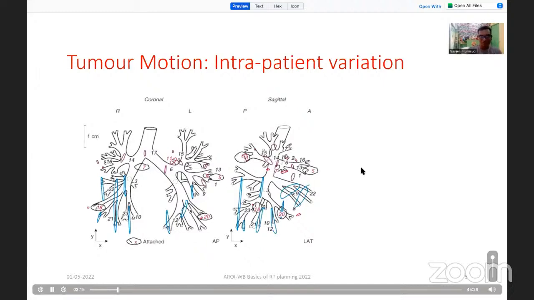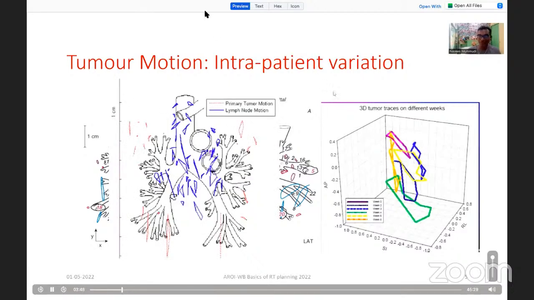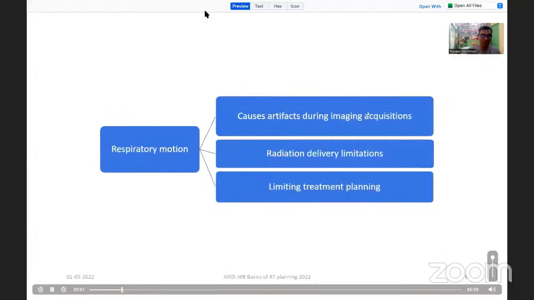Within a patient, it has also been seen that not only the primary moves, but also the lymph nodes, which could be in the hilum or in the mediastinal region, can also move with respiration. And this movement might not be constant throughout the course of treatment. It might change during the various phases because the tumor might increase or decrease during treatment, which itself lends it to a certain amount of dynamics. So these are things which you need to remember while you're doing your radiotherapy contouring and planning.